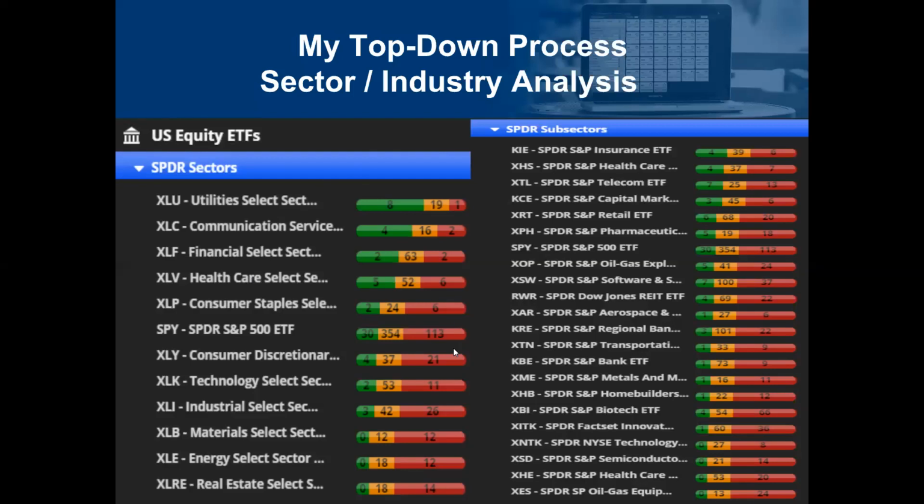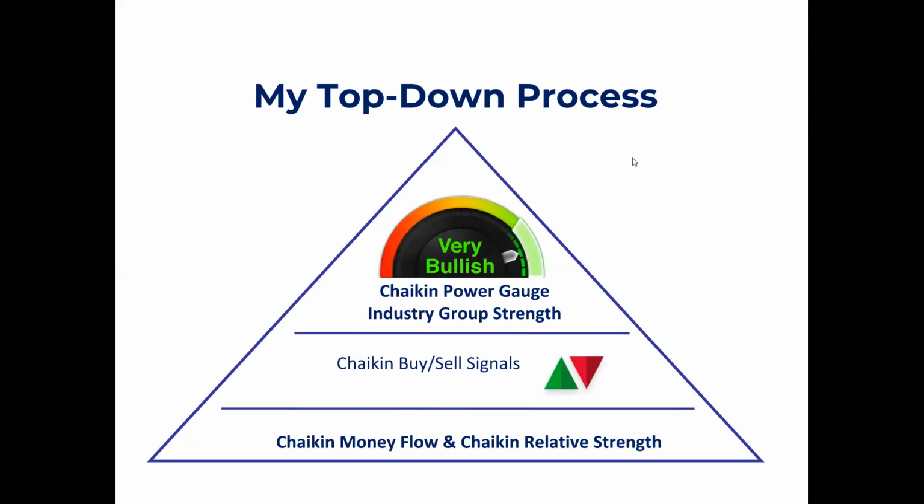Energy, materials, these are the weak parts of the market that we want to avoid, or potentially look for opportunities on the bearish side. And we can actually, if we want to, take that one step further and look at those same metrics on the individual industry levels. So my top-down process starts with the market, moves to the sector level, and then we start identifying stocks. We use the Chaikin Power Gauge and that industry group strength in conjunction with Chaikin money flow and Chaikin relative strength to identify the names we want to buy or avoid.